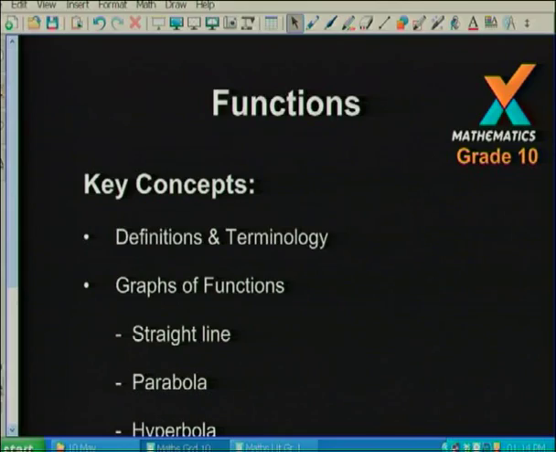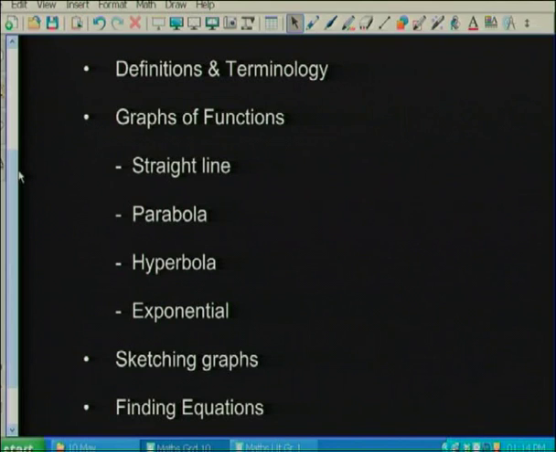So listen very carefully. What we're going to be having a look at today is firstly just our definitions and terminology. What is a function, what is a straight line graph, and so on. Then we will be going through all the functions in the grade 10 syllabus, and those are the straight line graph, which you have already met in grade 9, the parabola, the hyperbola, and the exponential function.